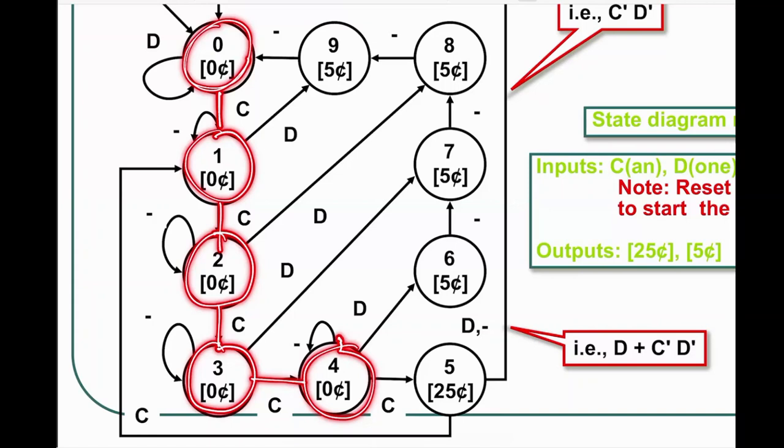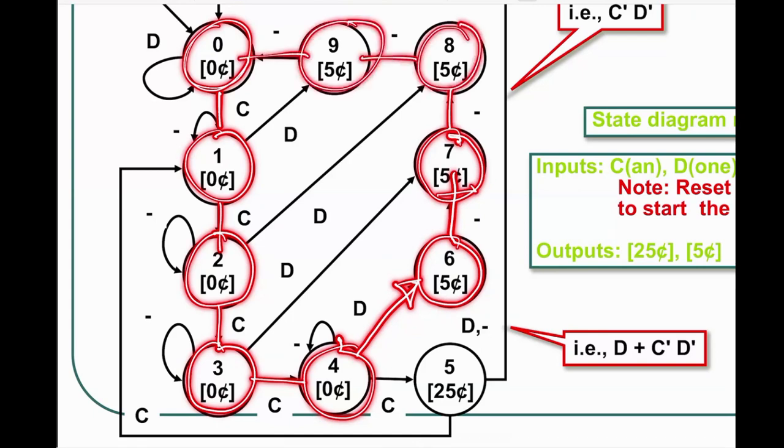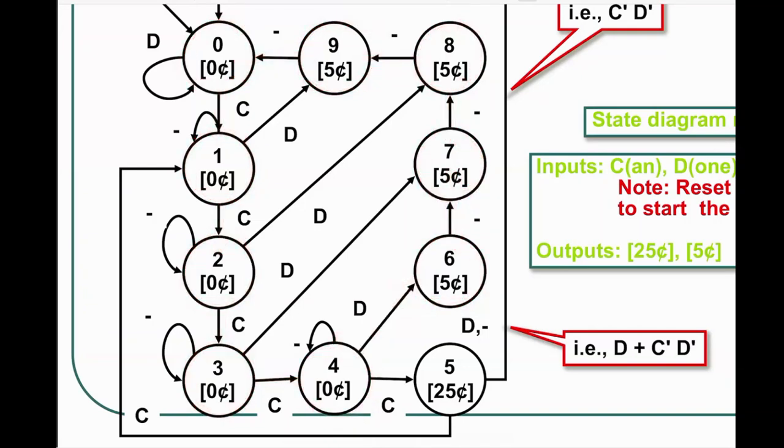Now, after 4 cans, if the user presses the done button, what happens? You go to state 6. You give back 5 cents. And you automatically, at the next clock cycle, go to state 7. You give back 5 cents, give back 5 cents, give back 5 cents, and come back to 0. You guys see that? So as you are depositing more containers, you are following this route.